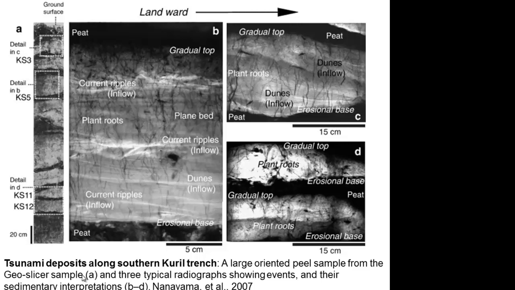And so you can see the current ripples. You see the dark is where the plants were. Another current ripple, so kind of more sandy. This is interpreted as a series of tsunami flow events in this coastal setting in the Kurils. So this is a quite useful tool under the conditions where it's pretty soft material and fine-grained.